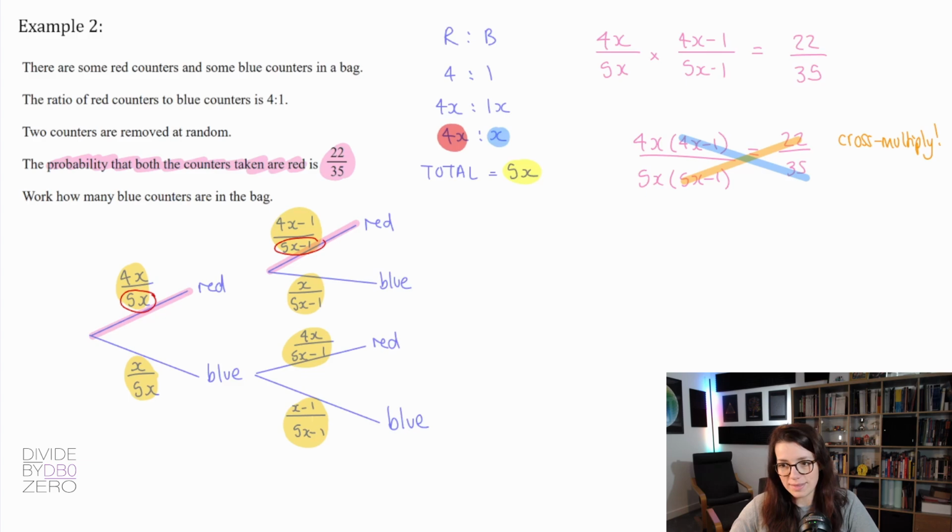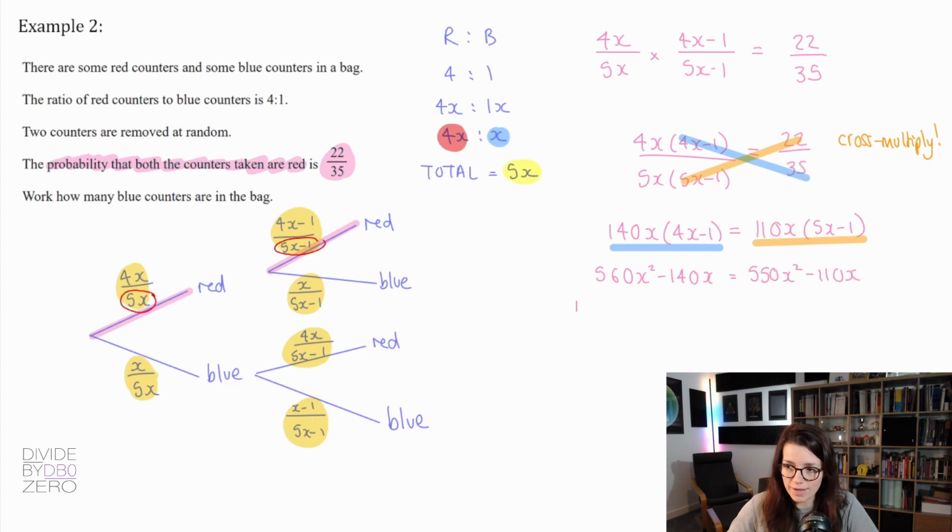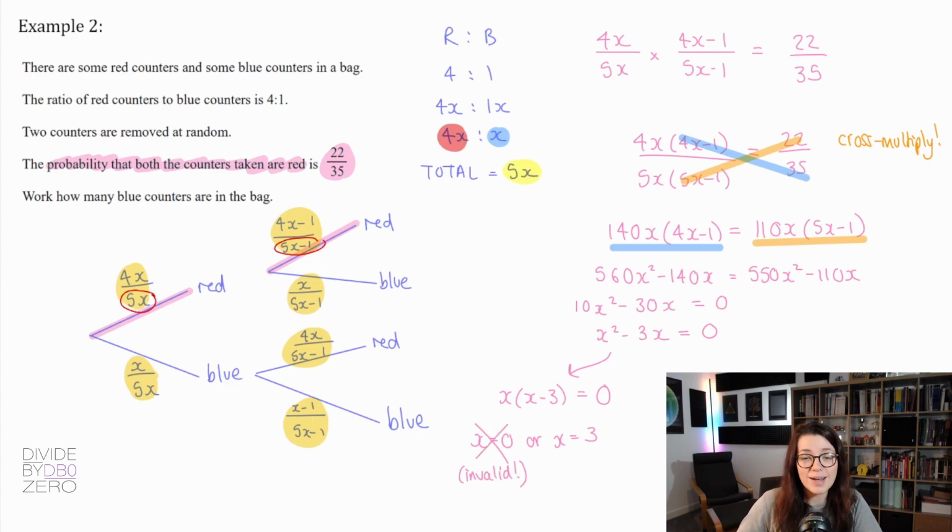And when we do that, we get this. So 140x brackets 4x minus 1 from the blue part and 110x brackets 5x minus 1 from the orange part. We then expand and simplify. We bring everything over to the left because it's a quadratic. We can simplify at this point, dividing by 10. We can then factorize and solve for x. So this tells us that either x equals 0 or x equals 3. Checking the context of the question, x equals 0 would be invalid because that would suggest that we had 0 counters in the bag in the first place. So the final answer is x equals 3.